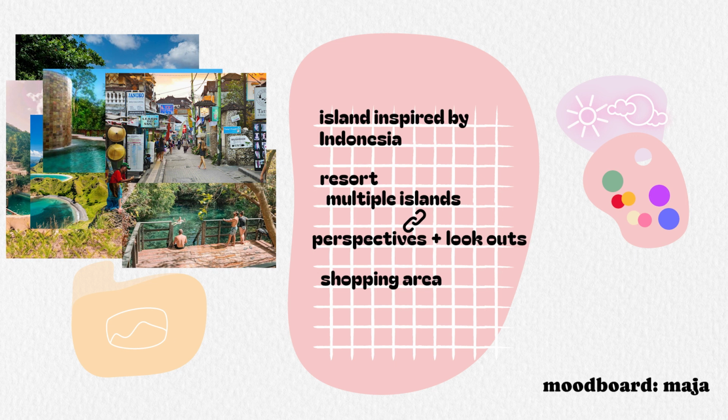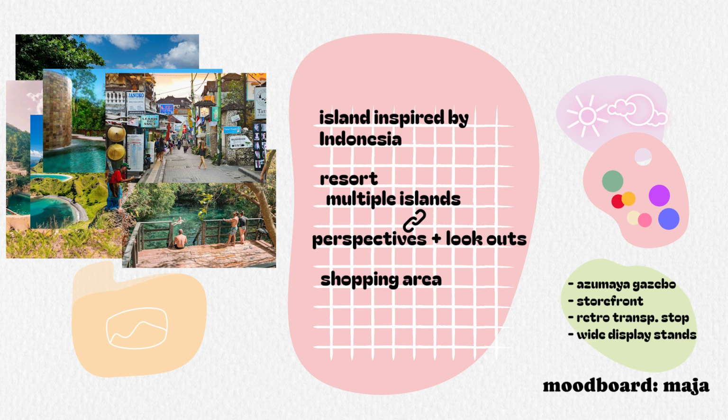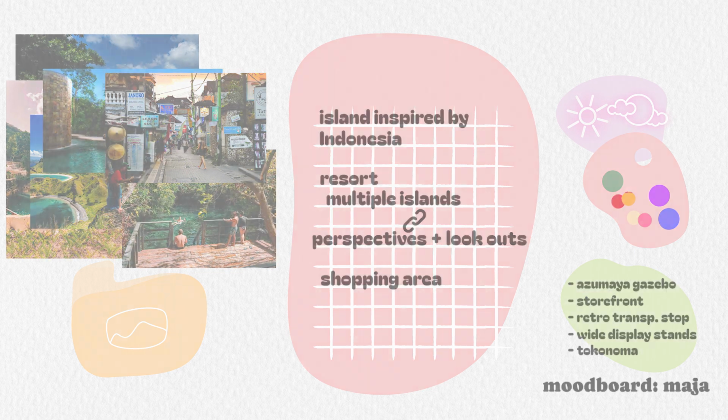In terms of items that I'm expecting to be using quite a lot on this island, the ACNH gazebo is right at the top of the list, alongside storefronts and retro transportation stops, and I think I'll also use a lot of white display stands and tokonomas to create the resort and maybe some other hotel-like buildings. Those are pretty much all the ideas that I have for my next island for now, and this is the mood board that I'll be using when making this island.